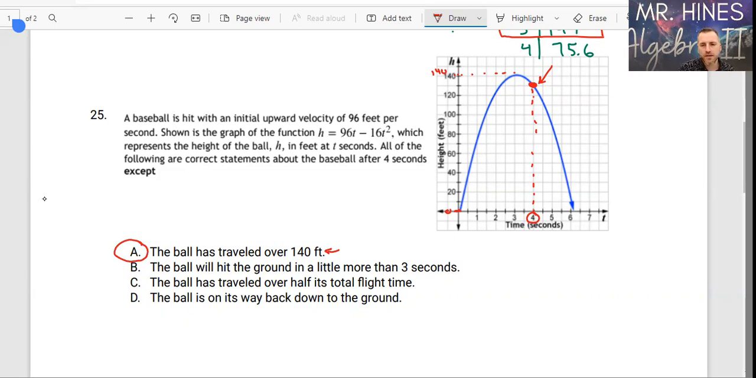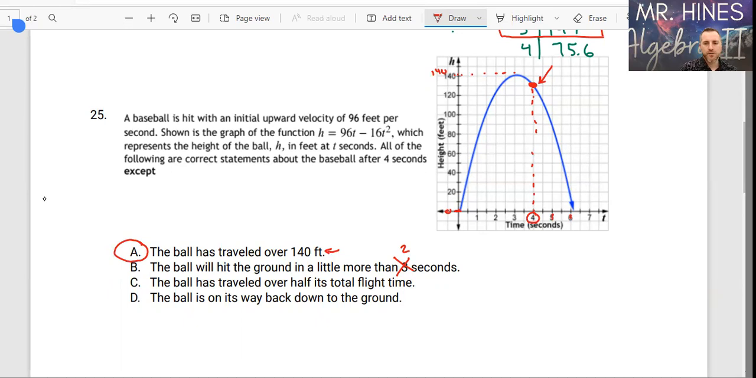The ball will hit the ground in a little more than 3 seconds. So from this moment, when will it hit the ground? 1 second, 2 seconds, just a little over 2 seconds, not 3. If it says a little more than 2, I would be on board. Should say 2. So that one's not true.